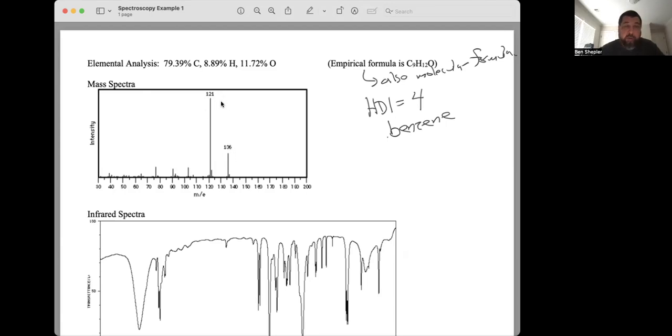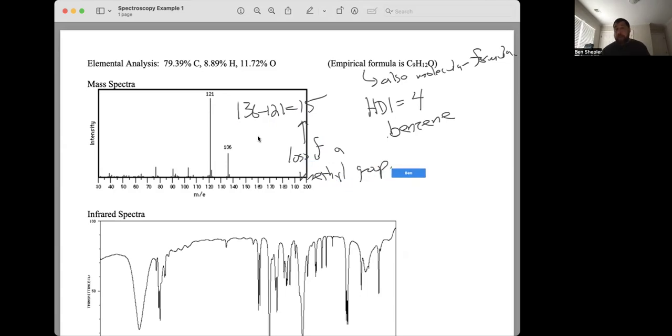And so 136 minus 121 is 15. It's okay if you don't remember. You'll have the table that has all these values. But does anybody remember, is 15 one of our common fragments? Yes, it is, and that's a methyl. So the 136 minus 121 giving us 15, that's most likely due to a loss of a methyl group. So I know my original molecule probably has a methyl.